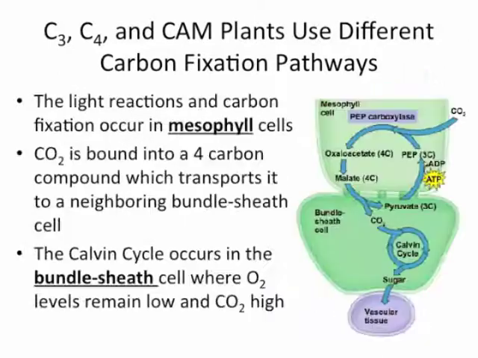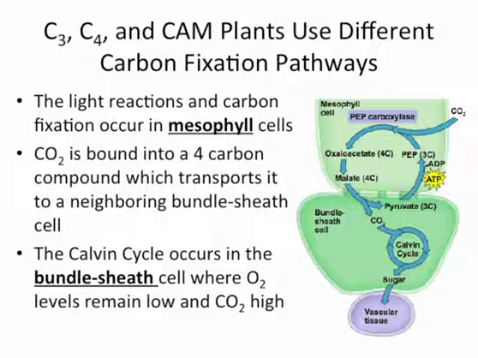So here's what it looks like in a cross-section here of a C4 plant. So here is the mesophyll cell on the top, here's the bundle sheath cell here, and here's the vascular tissue. This is where it will eventually transport the sugar. So light reactions and carbon fixation occur in a mesophyll cell. So oxygen is produced there. This is where oxygen levels will be the highest. This is where carbon dioxide will be the lowest.